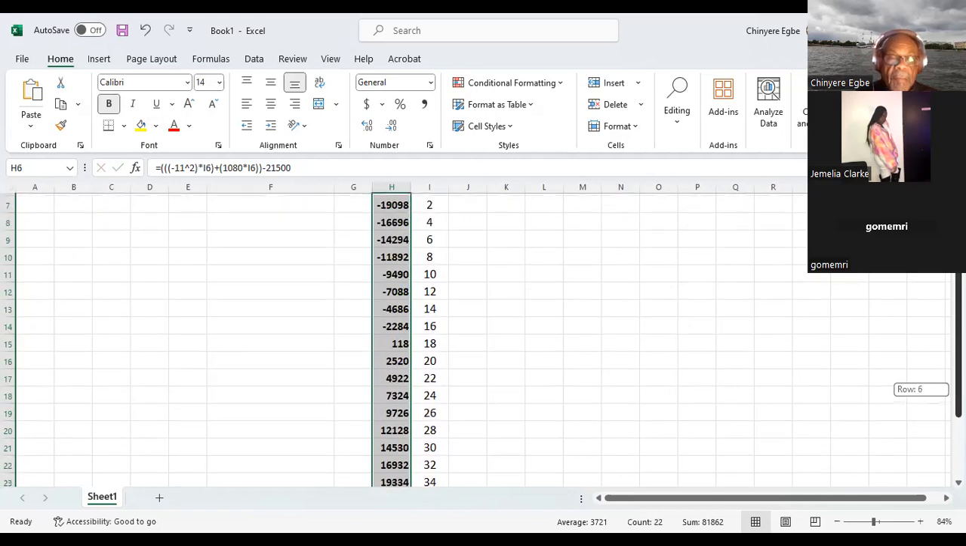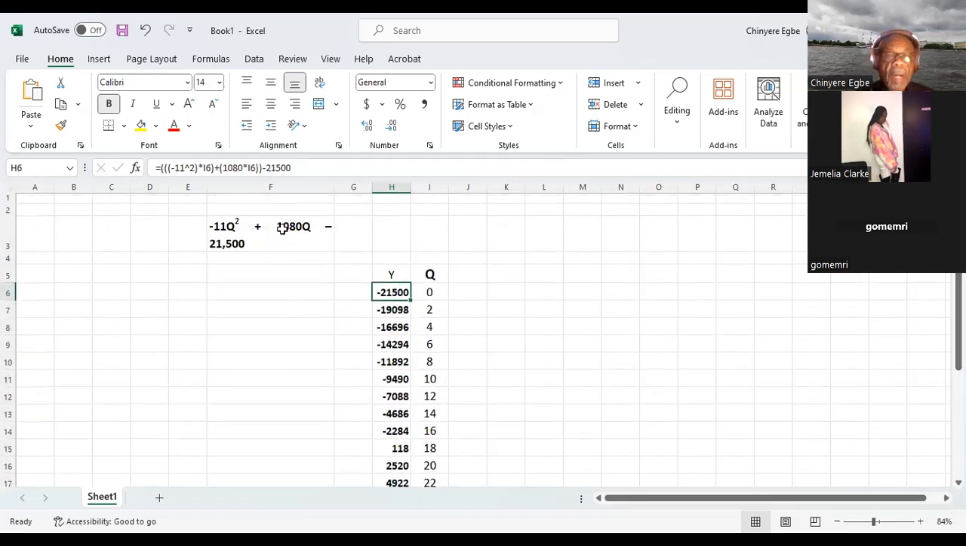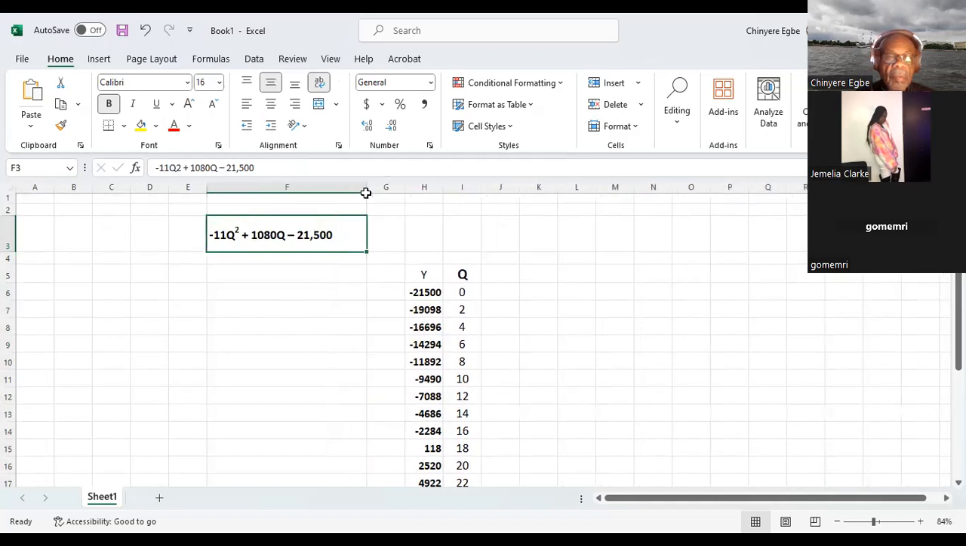Okay, so do you see what we have here? Does everybody see what's going on there? Yes, Professor. I just drag it down. And so if you produce and sell nothing, your loss will be your fixed cost, right? You see right here, okay? If you produce and sell nothing, your loss will be a fixed cost of 21,500. That's what's going to happen, all right?